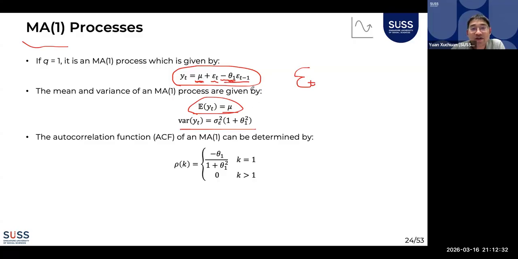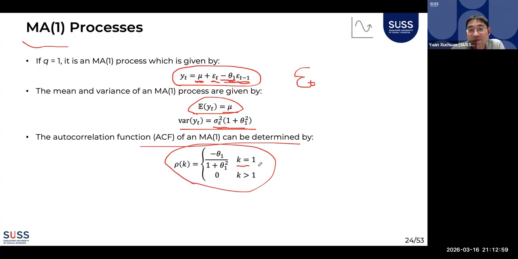And the variance, okay, you take the variance because epsilon t and epsilon t minus 1 are independent. So the variance will be sigma square times 1 plus theta 1 square. Okay, so this is the variance. And the autocorrelation function, ACF, and you can see this is a theoretical ACF, right?